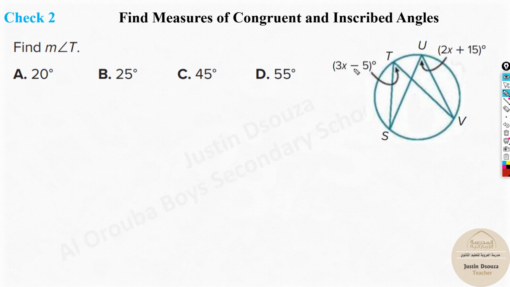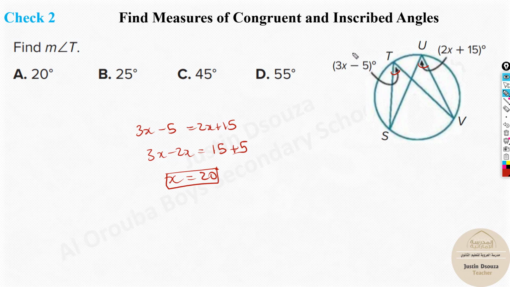Just like the previous problem, here we have again inscribed angles that are congruent because the intercepted arcs are the same. Now in such cases, we just equate the angles, that is 3x minus 5 will be equal to 2x plus 15. So take the variables to one side and the numbers to the other. So 3x minus 2x is equal to 15 plus 5. We will get x is equal to 20. But this is not the answer. X is just a value. X is 20. We need to find the measure of angle T.